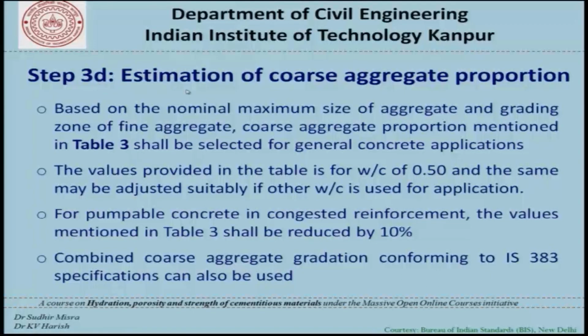In the fourth part of step 3, we have estimation of coarse aggregate proportion. Based on the nominal maximum size of aggregate and grading zone of fine aggregate, coarse aggregate proportion mentioned in Table 3 shall be selected for general concrete applications. The values provided in the table are for water to cement ratio of 0.5, and the same may be adjusted suitably if other water cement ratio is used for application. For special cases where we need pumpable concretes, especially in areas where we have congested reinforcement, the values mentioned in Table 3 shall be reduced by 10%. Similarly, IS 383 specification provides the use of combined coarse aggregate gradation, and if we prefer to use such gradations, then it shall be checked with the specifications of IS 383.